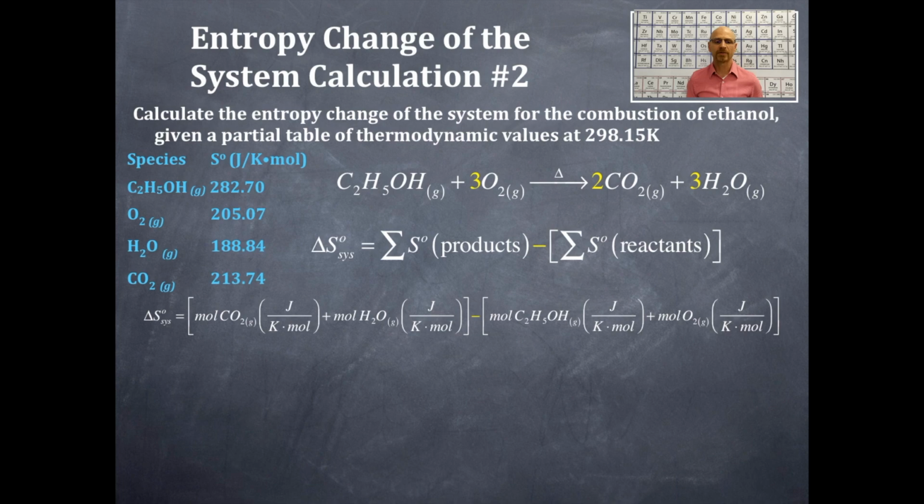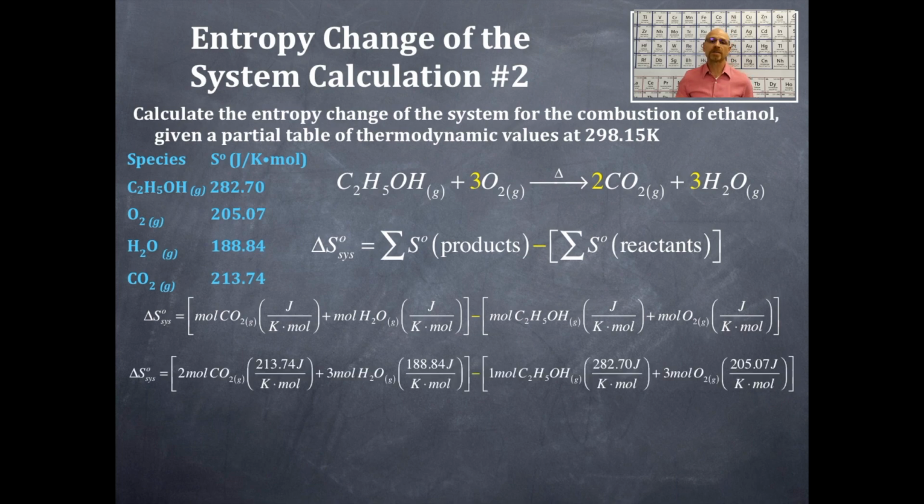I plugged in some of that information here, so I got delta S0 of the system is equal to moles of carbon dioxide times those units, plus the moles of water vapor times those units, minus the moles of the ethanol times the units, plus the moles of oxygen times those units. Again, just like on the previous video, I want to emphasize the fact that molecular oxygen has an actual value. It's 205.07. Anything that we have in entropy has a value to it, unlike enthalpy, where you have elements in their standard state that are 0, but not with entropy.